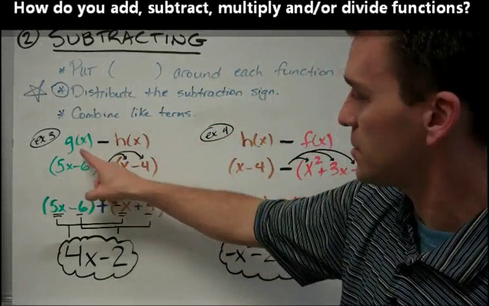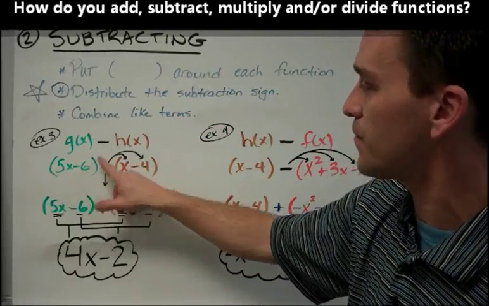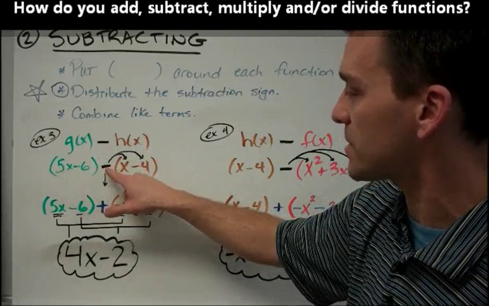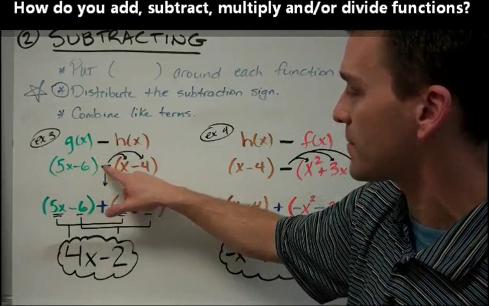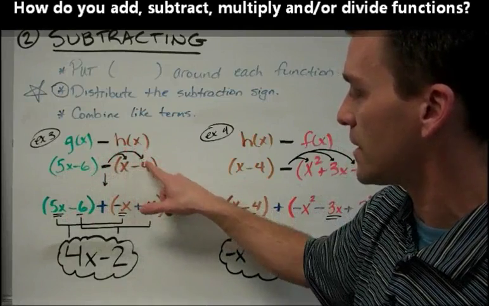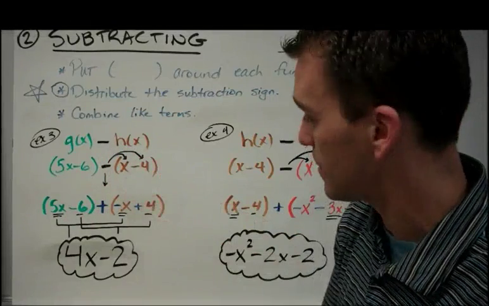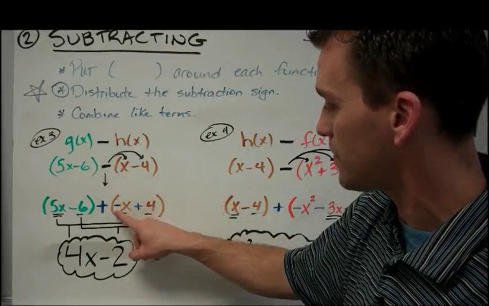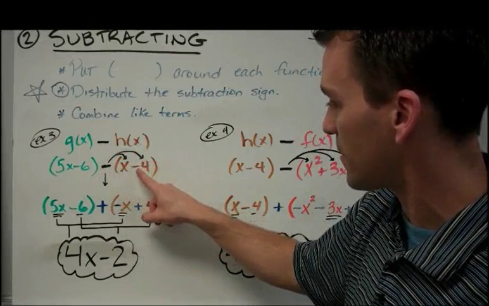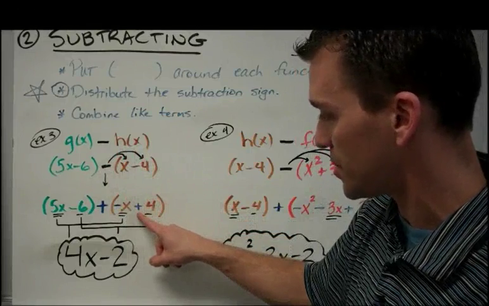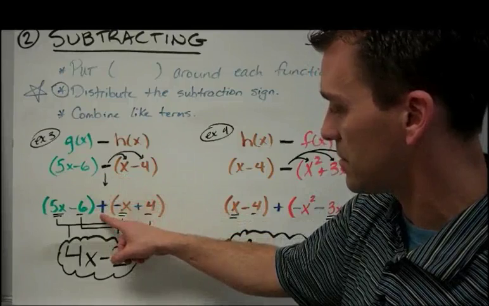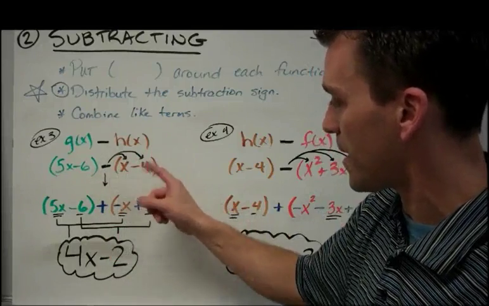So my two examples. g of x was 5x plus 6. h of x was x minus 4. I put parentheses around it, and then that subtraction symbol, I have to distribute through the entire parentheses, as we've seen many times. So this subtraction goes to x, so it's negative x. This subtraction goes to the negative, makes it positive, and this subtraction changes to an addition. So that gets distributed through there.